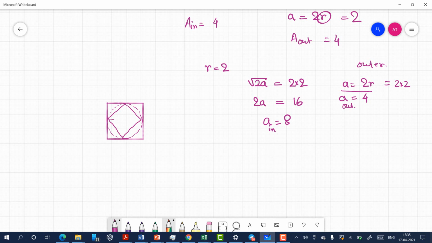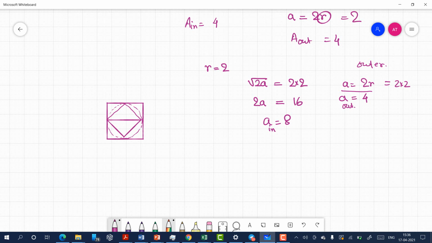The diagonal is going to be equal to 2r, right? And the diagonal is usually larger than the length of the side of the square. So there is some calculation mistake which I am making, because I cannot get the length of the inner square to be bigger than the outer square. So I am making some mistake somewhere.